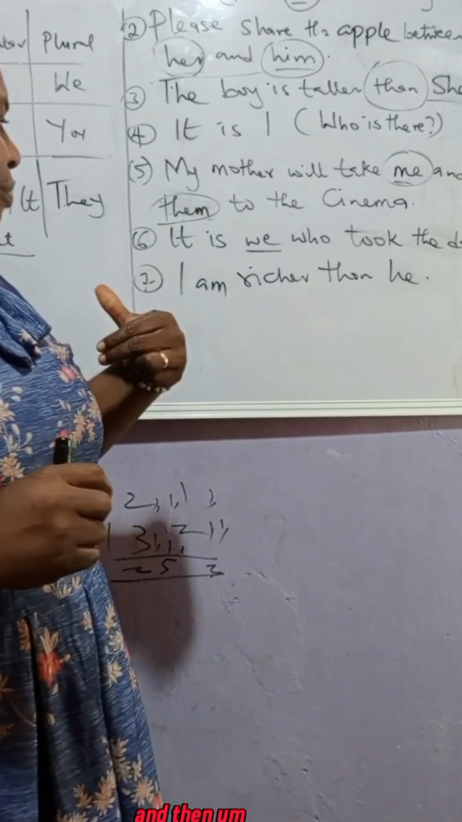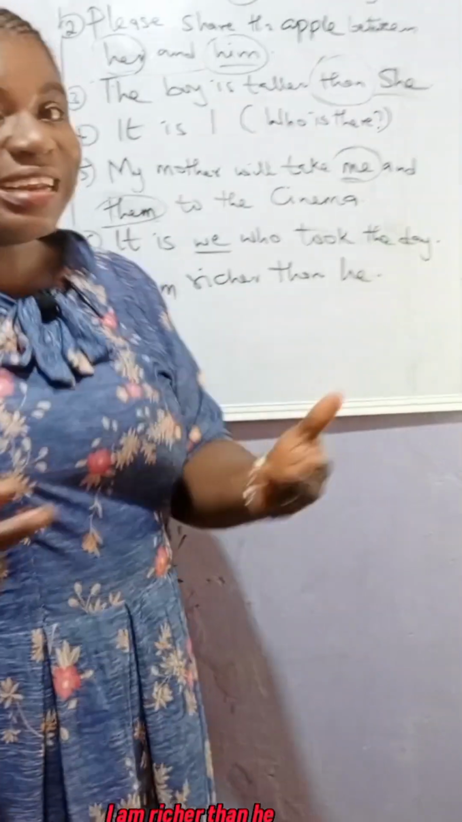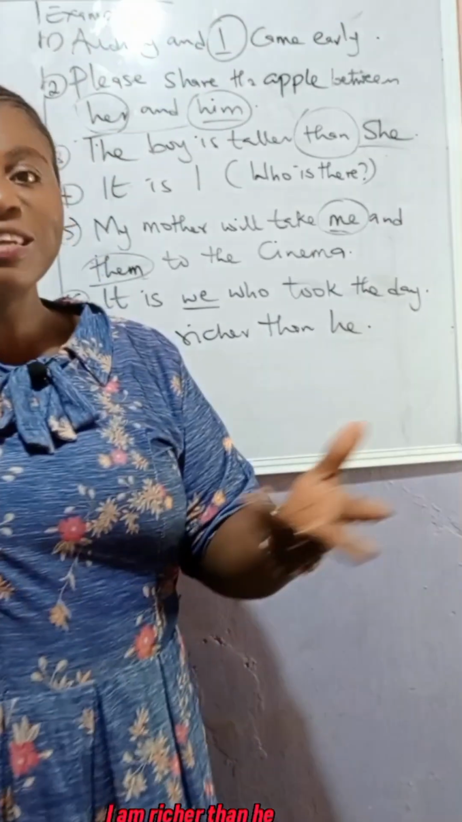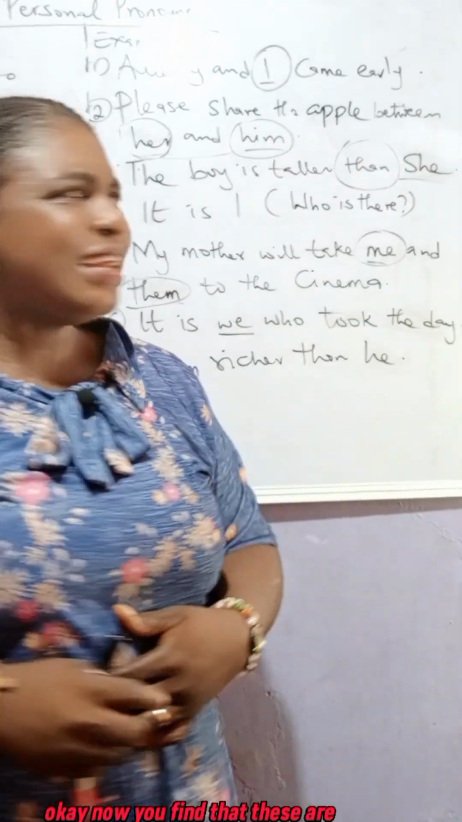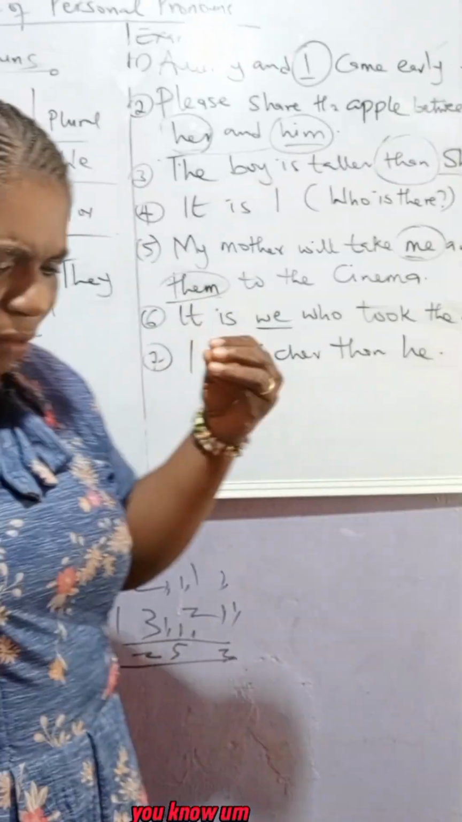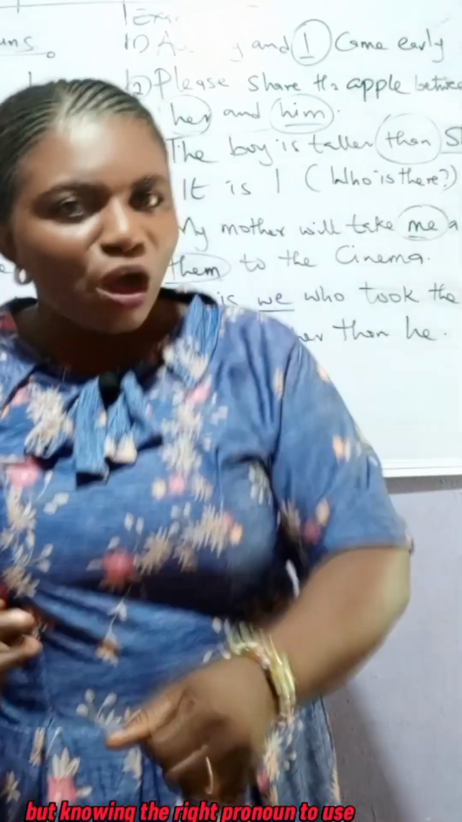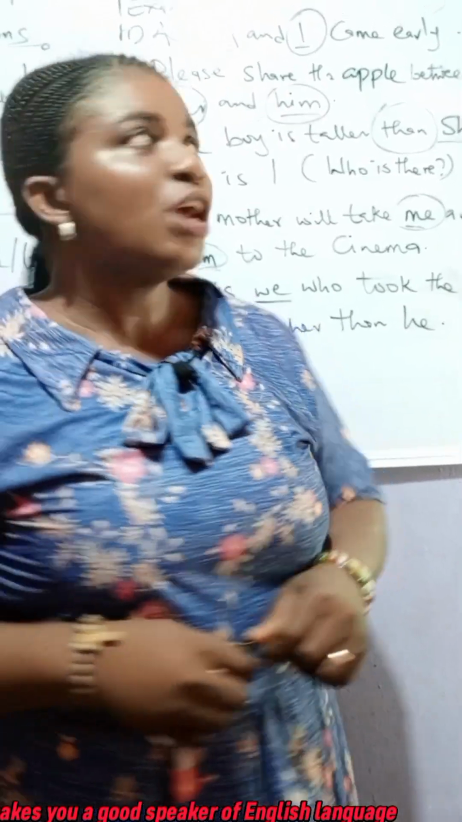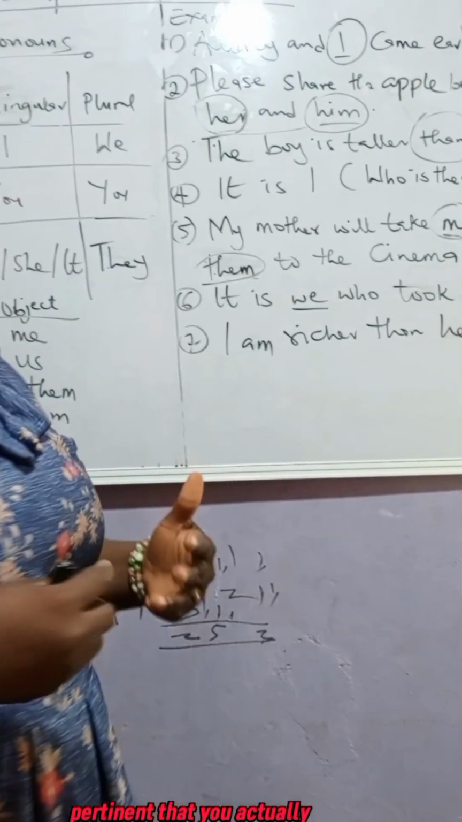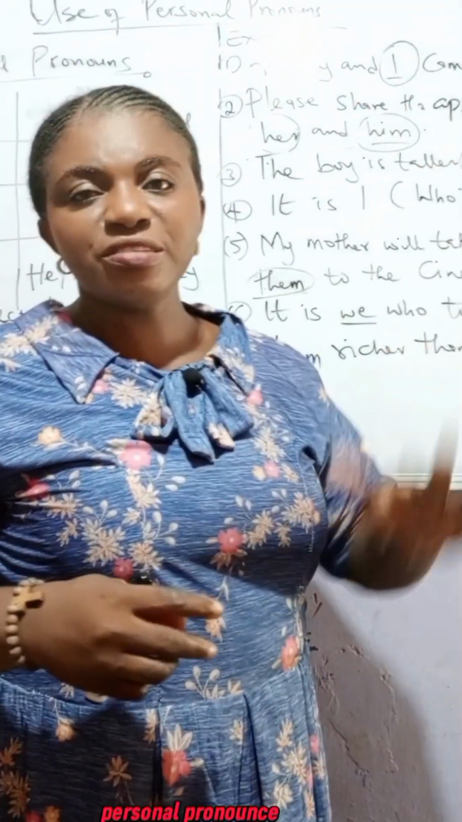And then we have here, I am richer than he. I mentioned something like that earlier. I am richer than he is rich. I said that earlier when I said the boy is taller than she. Now you'll find that these are little mistakes people make in the use of pronouns, but knowing the right pronoun to use makes you a good speaker of the English language. So it is pertinent that you actually note how to use this personal pronoun.